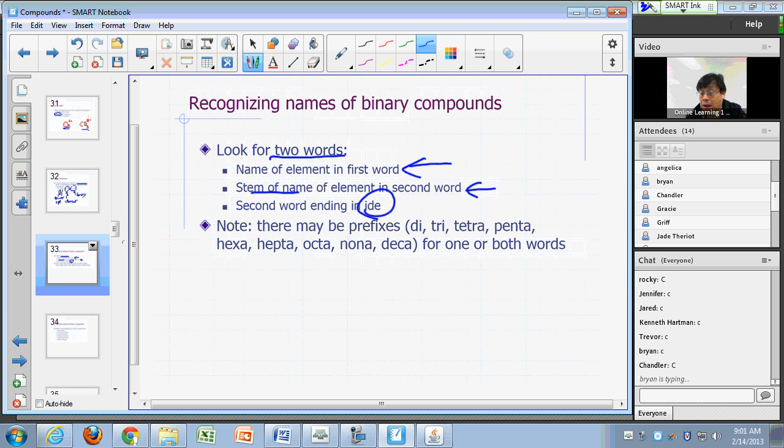And the names may be accompanied by a prefix: di, tri, tetra, penta, hexa, hepta, octa, nona, or deca for one or both words. Okay, so that's how you can recognize just from the name that you're dealing with a binary compound. You see the name of the element in the first word, which may be prefixed, and the stem of the name of another element in the second word, but the ending must be "ide." Okay?